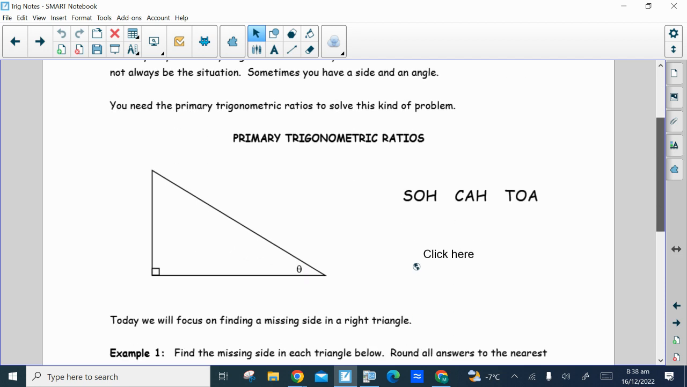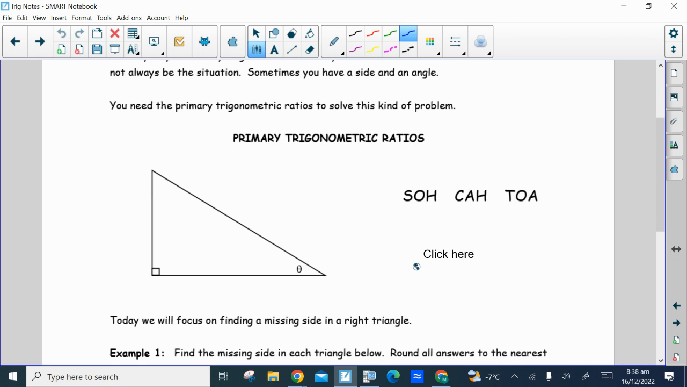So remember, we've got our 3 primary trig ratios, and SOHCAHTOA tells us what they are. And they use the sides opposite, adjacent, and hypotenuse. And that's always going to be our first step. We're going to label the sides of the triangle.